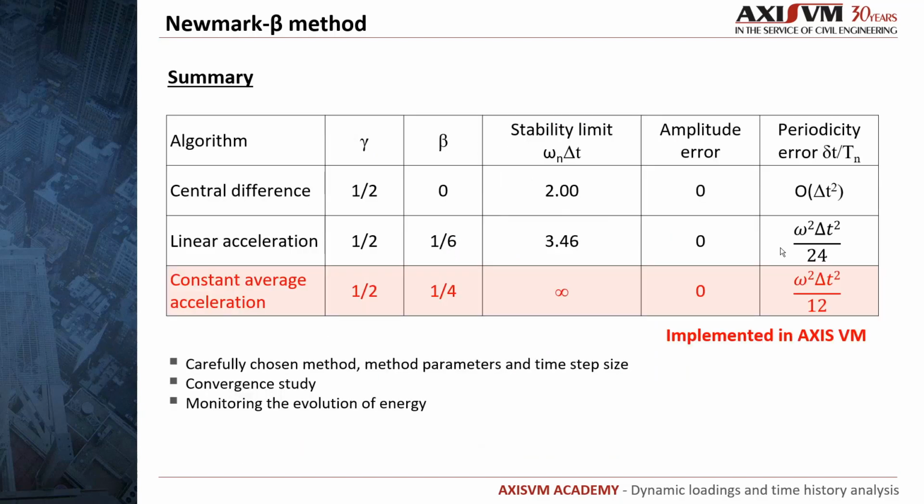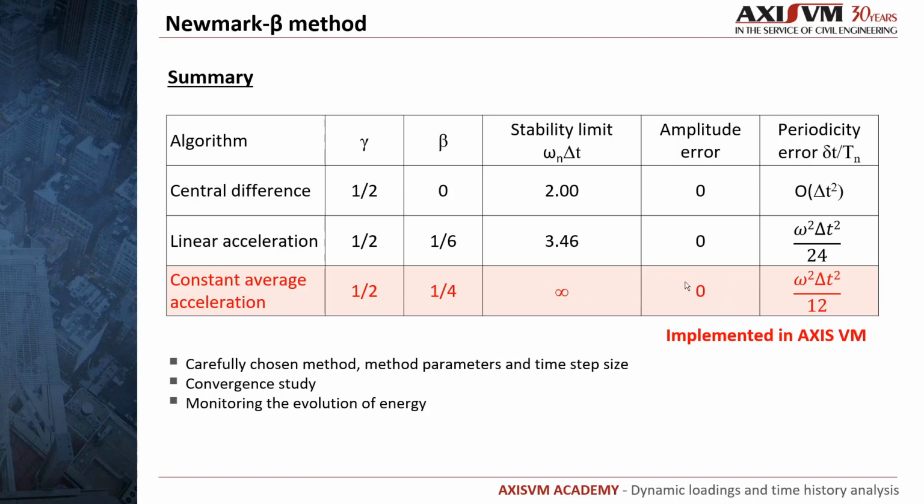In this table, the stability limits and different types of errors of some frequently used Newmark methods are summarized. The periodicity error is quantified by the ratio of the period elongation and the natural period of the system. On one hand, the linear acceleration method gives the smallest elongation error, but on the other hand, this method is only conditionally stable. Choosing a sufficiently small time step makes the average acceleration method one of the best among all, since it is unconditionally stable and has no amplitude error at all.